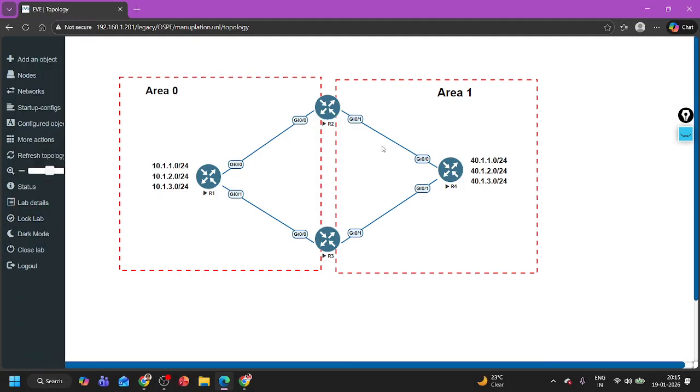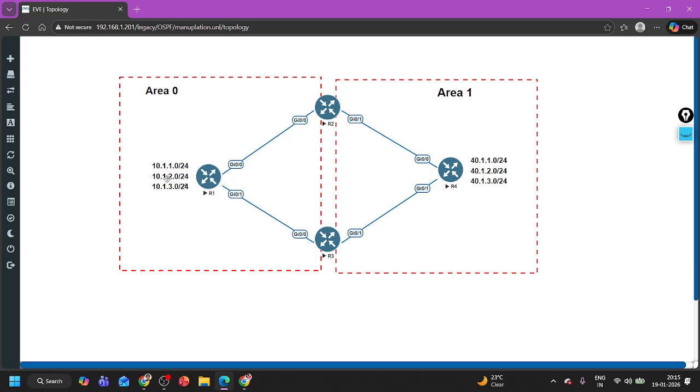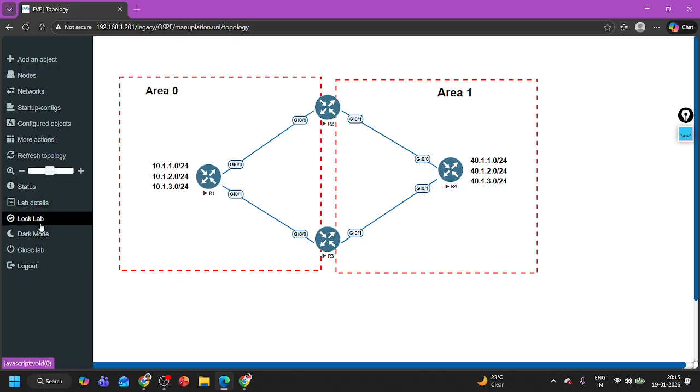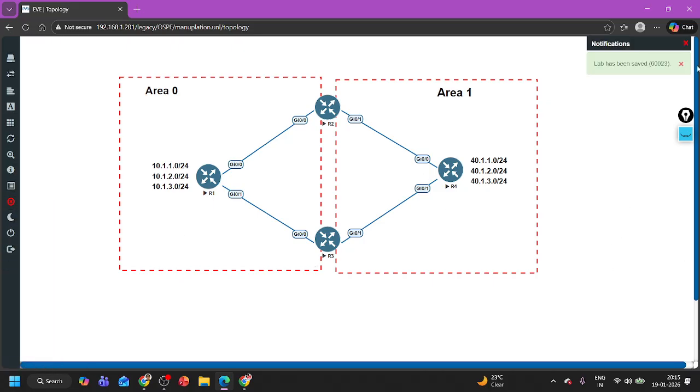We know how by default 10 and 40 are going to communicate. Through which LSA is router 1 going to learn these 40 subnets, or router 4 going to learn these 10 subnets? In form of which LSA? LSA 3. In form of LSA 3.